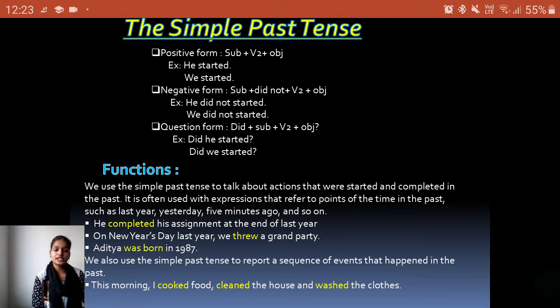We also use the simple past tense to report a sequence of events that happened in the past. Some events or actions that started in the past and completed in the past, we also use the simple past tense for those. Like, this morning, I cooked food, cleaned the house and washed the clothes. Means he did all these actions in a sequence. So we use the simple past tense here. Like he cooked food first, then cleaned the house, then washed the clothes. So for sequence also we use the simple past tense.